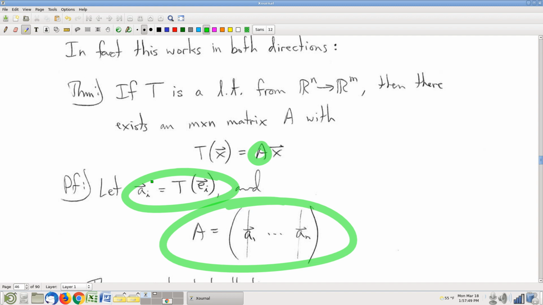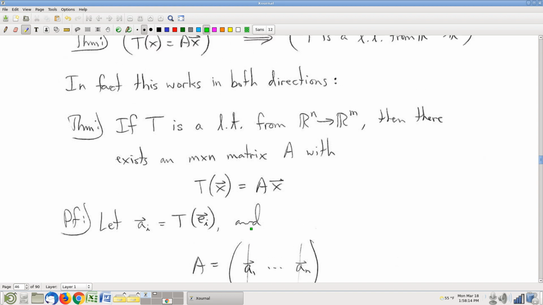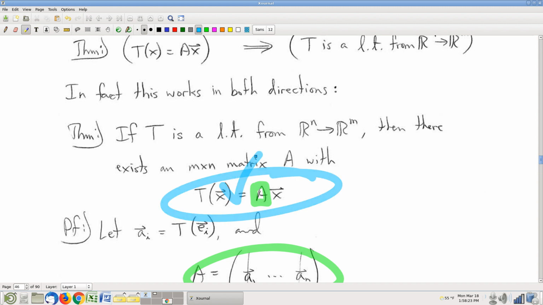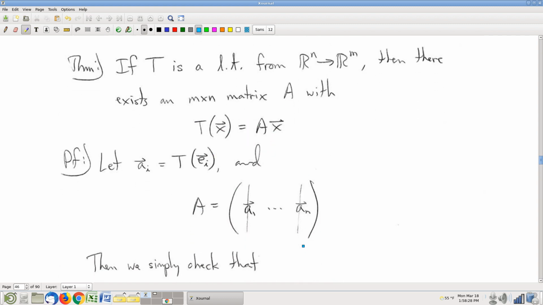Now I've got to prove that this has the required properties, but I'm going to define as my matrix A, the one that I claim represents this linear transformation, a matrix whose columns are just T of the standard basis vectors in the domain. I claim that's going to work. By work, keep in mind what I'm claiming: that this matrix will allow me to compute the linear transformation by just multiplication.